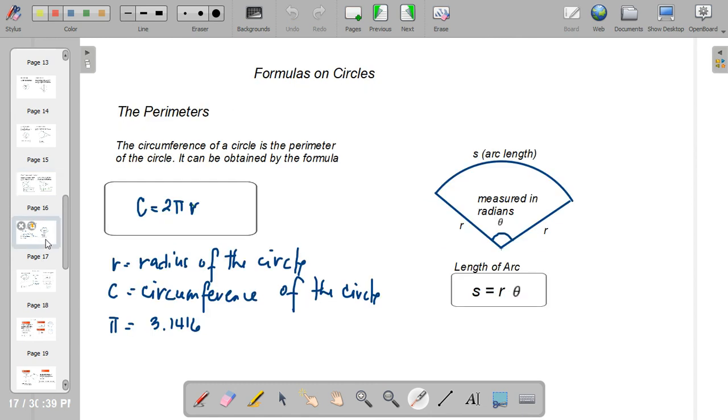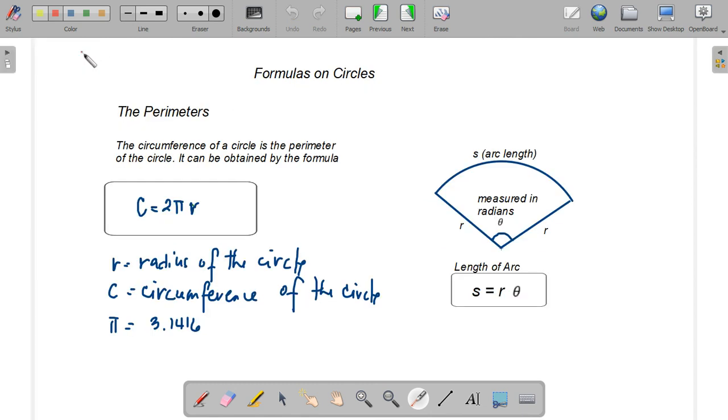Okay, so next we have formulas on circles. So I'm going to discuss formulas on circles on separate videos. For now, let's stop here and then we will go back to the next video.